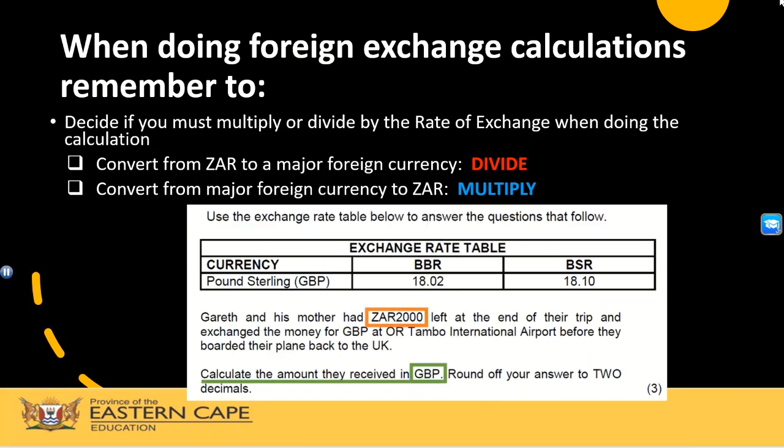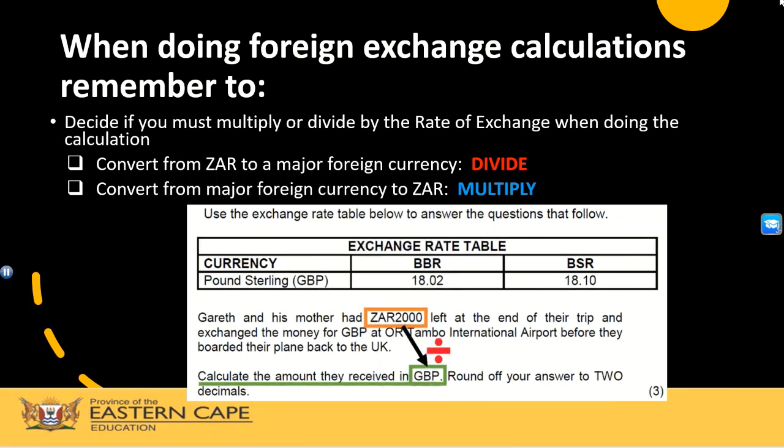So let's take a look at what we've got on the screen here. We have 2,000 South African Rand that Gareth and his mother are exchanging at O.R. Tambo International Airport before they go back to the UK. They want Great British Pound. We've determined our two currencies, that is the Rand and the Great British Pound. We now must decide if we are going to divide or multiply. So what are we doing here? Are we converting from South African rand to a major foreign currency, or from a major foreign currency to South African rand? Take a second to look at the screen. We have 2,000 rand that we want to convert into Great British pound. Therefore, we must divide.